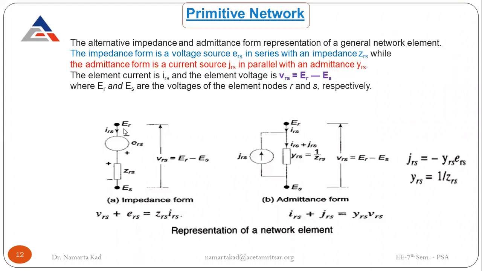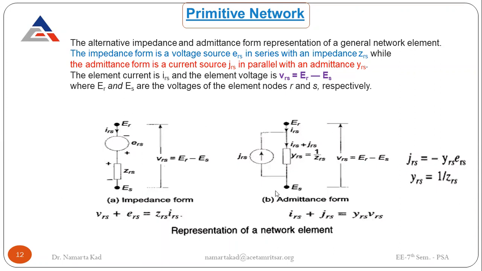Here RS are the receiving and sending ends, the potential difference between the receiving and sending end, that is R and S. Z is impedance, I is the current, and V and E are the voltages. Similarly, for the admittance form, if the numerical is given in this form, then it is taken as IRS plus JRS. J is also the current and is equal to admittance, that is YRS into VRS. V is the voltage, Y is the admittance.